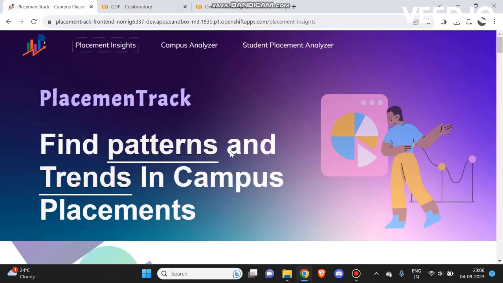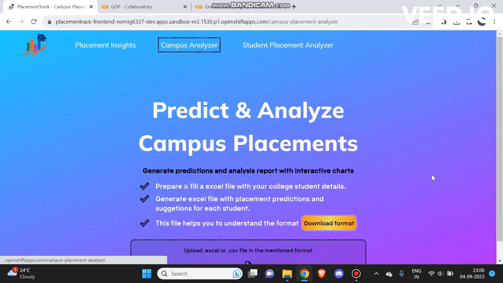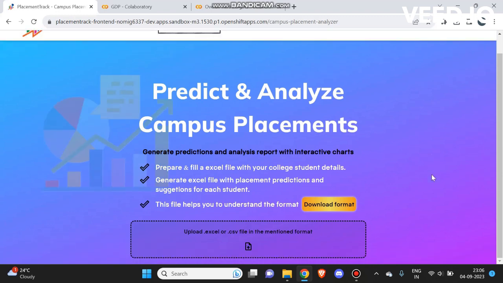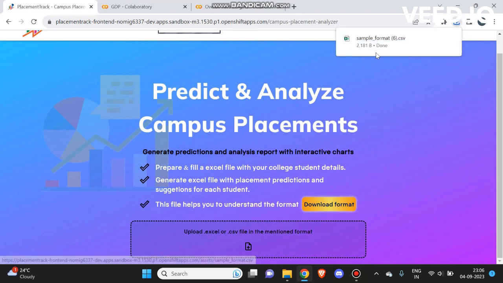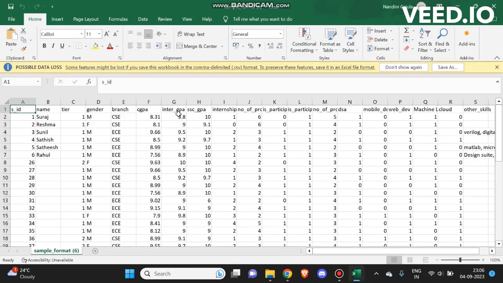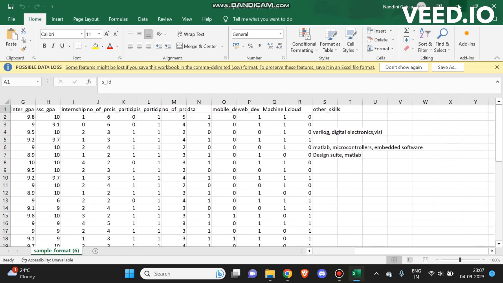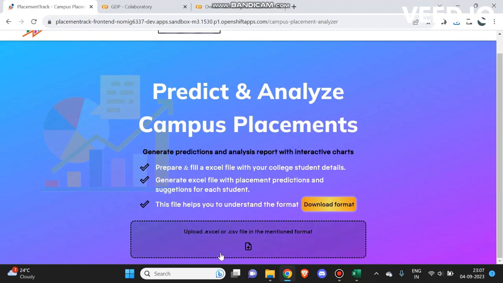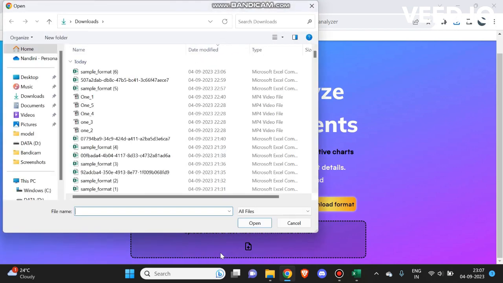And then let's dive into the heart of our project, that is campus placement analyzer. So this is the screen where the college management can upload the CSV or Excel format. First, they need to download the sample format which we mentioned. So this is the sample format, and they need to give the data in this format. That is, their data needs to contain all the columns which we mentioned over here. And now I'm going to upload the data which I have.